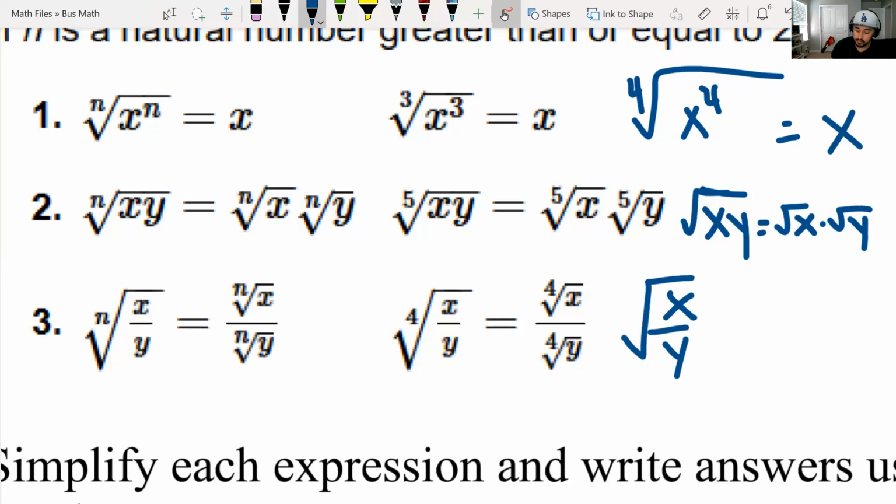All right, so if I made an example, again, what if I just said the square root of x over the square root of y? I can make this square root x over square root y. That's it. That's all it's saying.